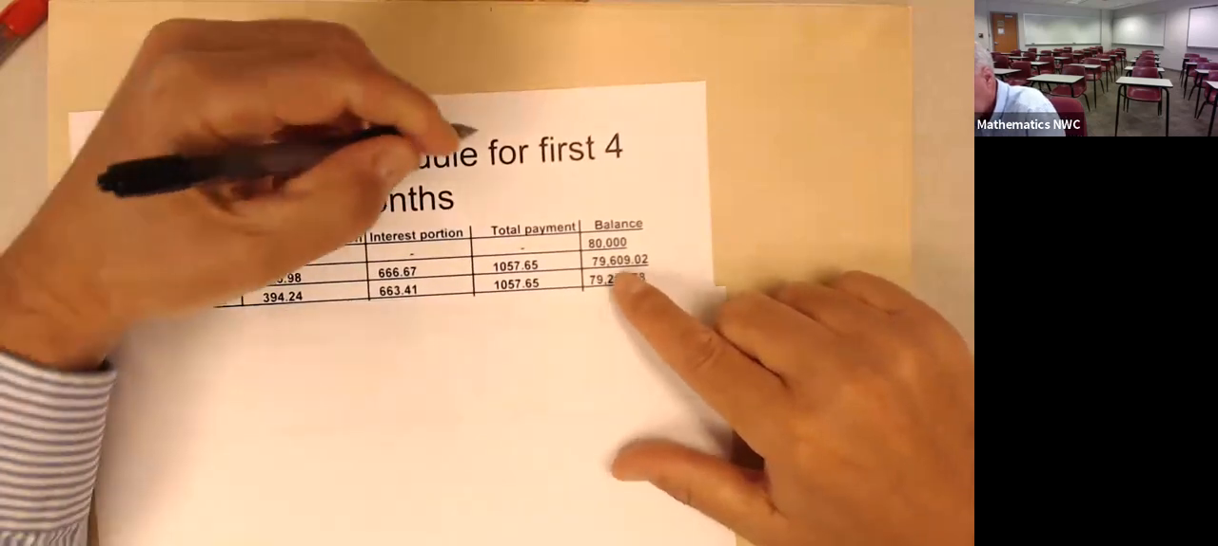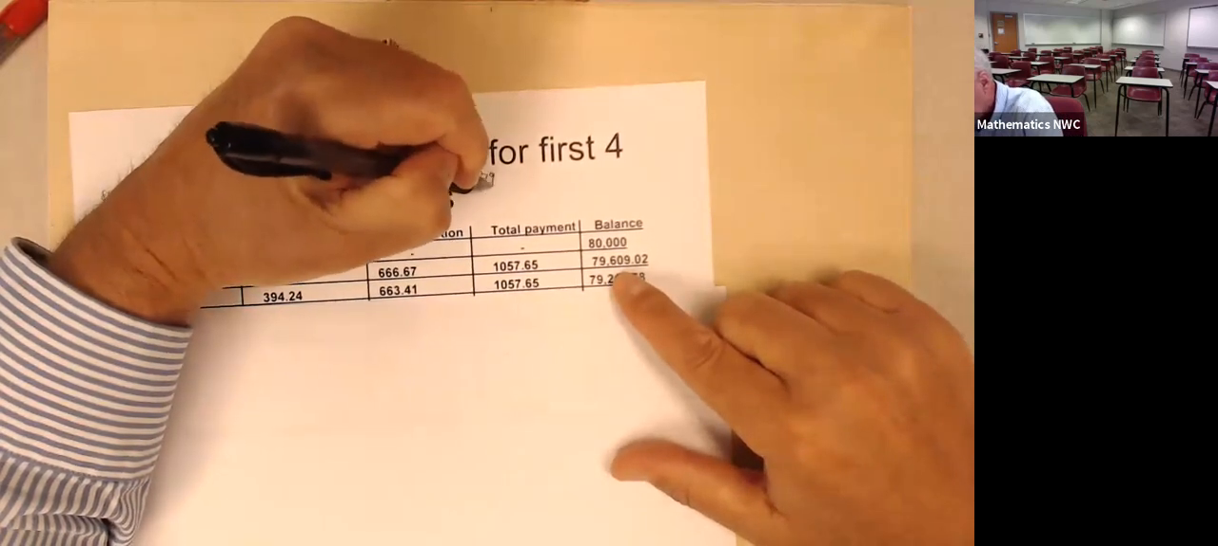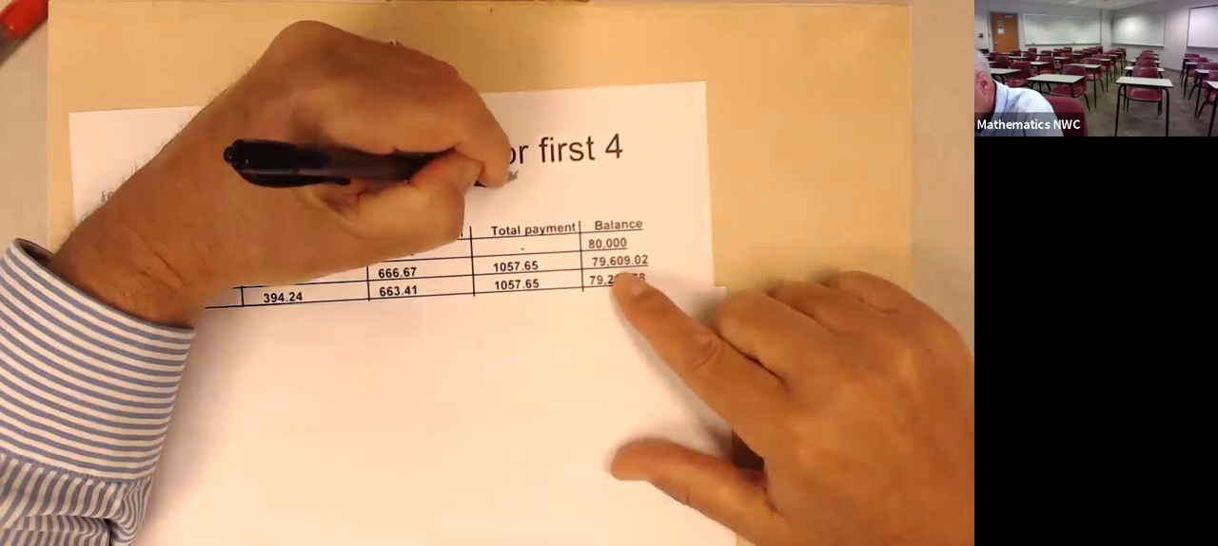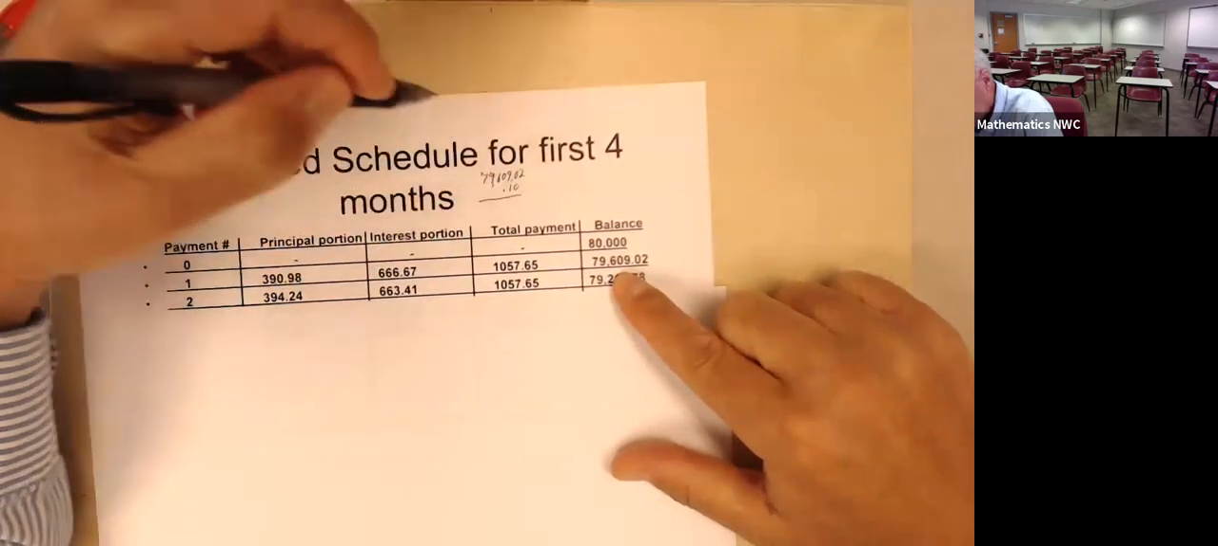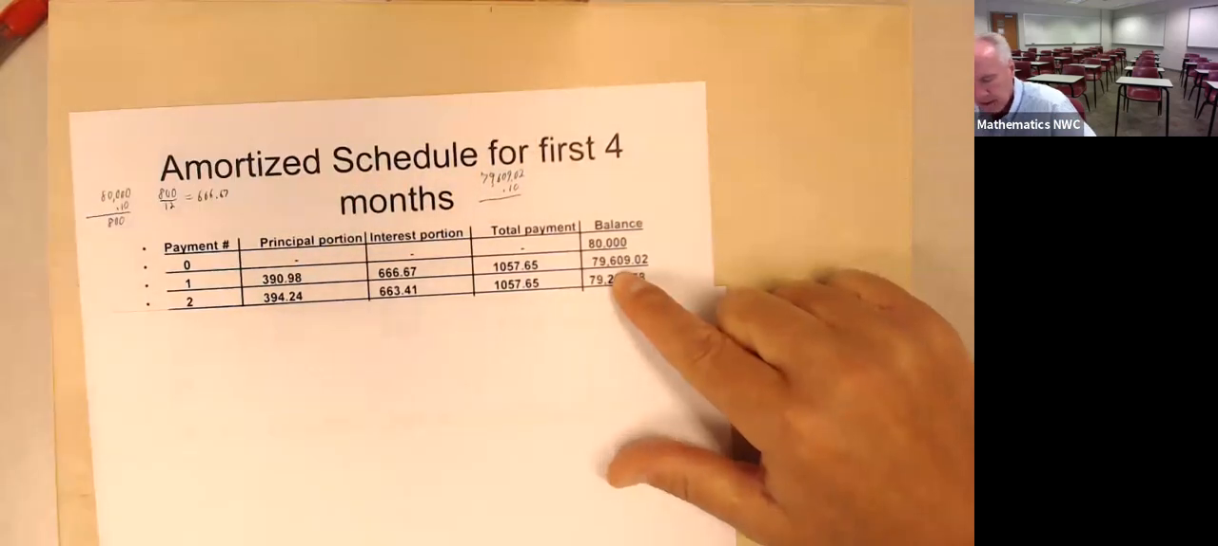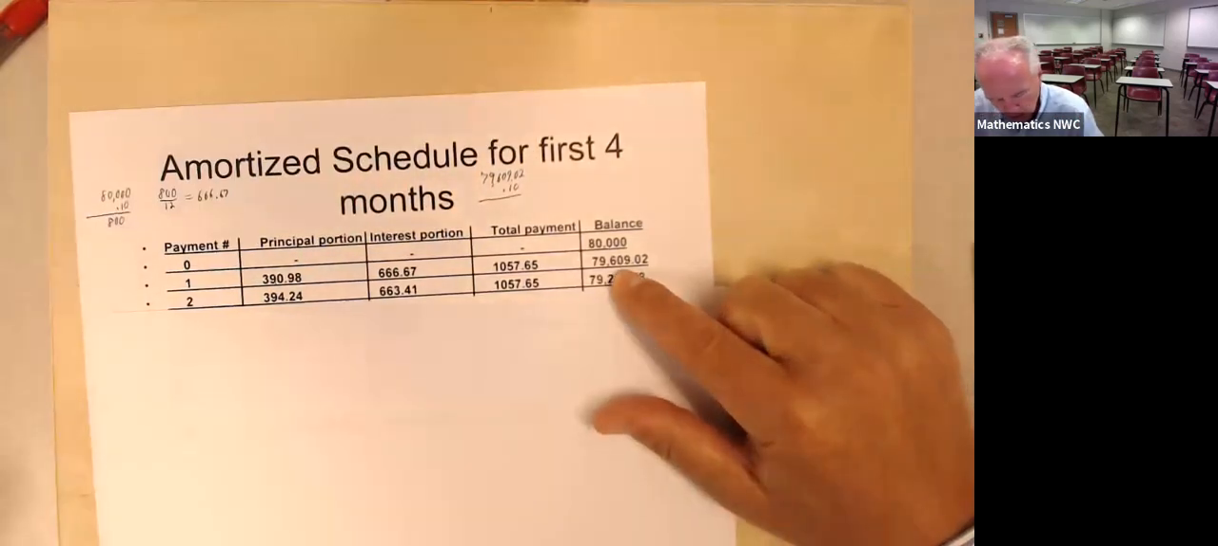I'll write that over here once. That would look like 79,609.02 times 10%. And I'm going to take that answer, I'll put that down here for the first one. We won't do this for all of them, but I want you to make sure that you get this down.